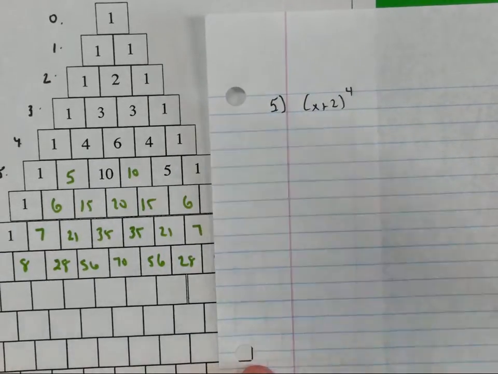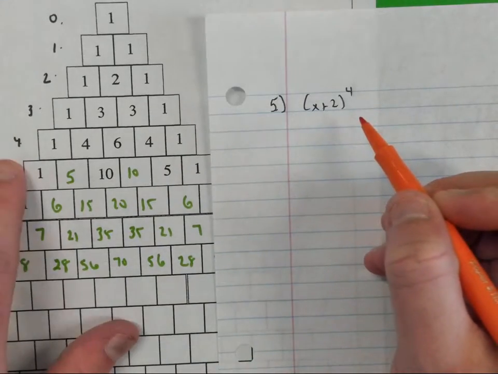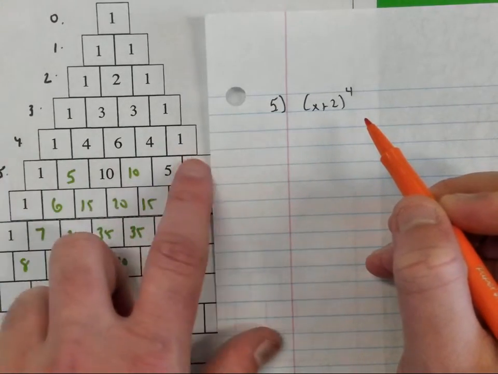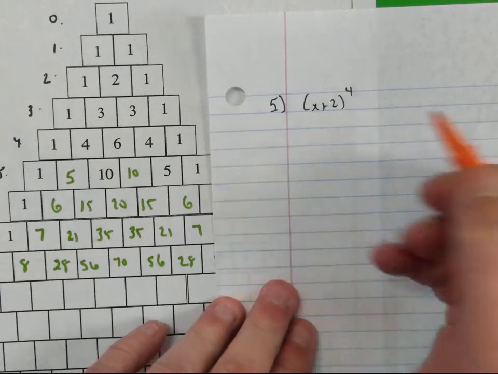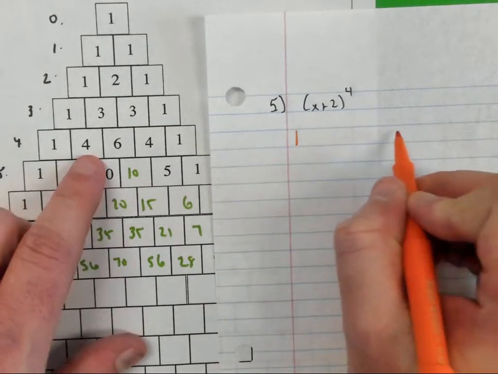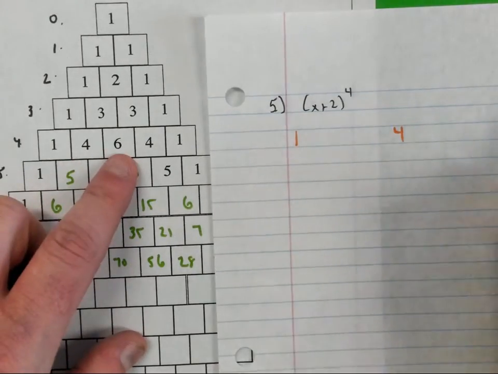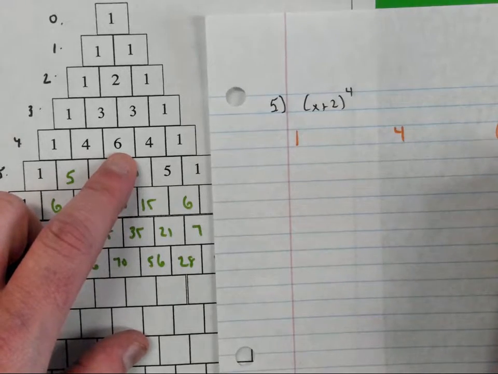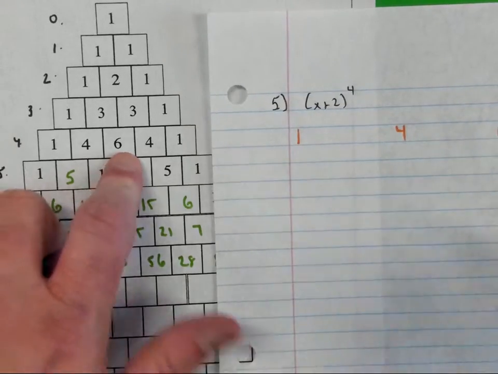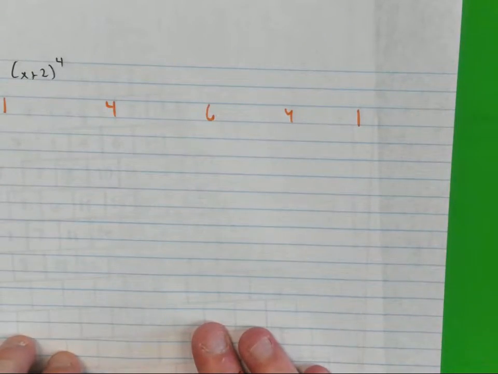Okay. So this is to the 4th power. I find my 4th level right there. You see those numbers. So what I'm going to do is write each of those numbers down: 1, 4, 6, 4, and 1. Okay. So I wrote those numbers down. Are there any questions so far?